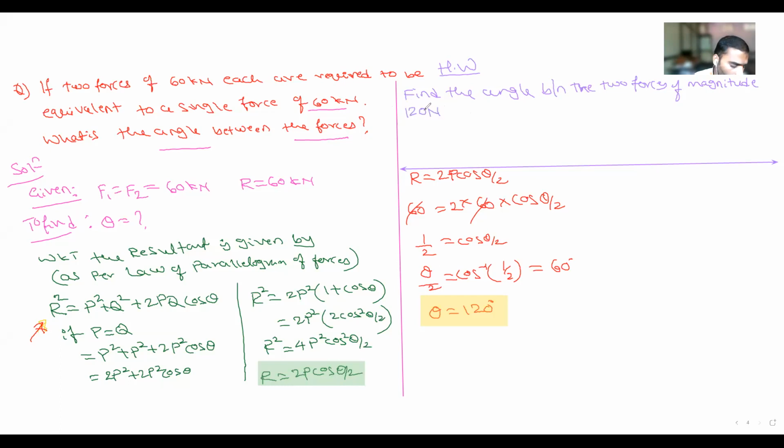Magnitude 120 Newton each, such that their resultant is 60 Newton. Find the angle between the two forces of magnitude 120 Newton each, such that the resultant is 60 Newton. This one you have to find out.